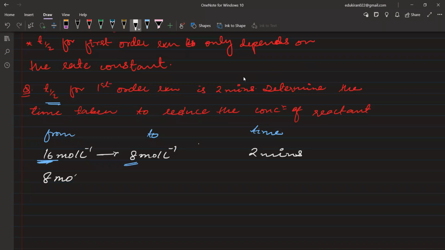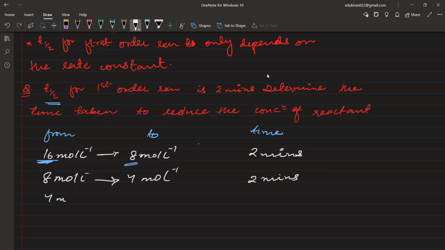Now you tell me. If I am going from 8 moles per liter to 4 moles per liter, then how much time will it take? 8 से 4. Again half है ना, तो क्या होगा? जल्दी बताइए. Once again, it is the half, right? How much time? 2 minutes. How much time will it take to half? Yes, correct. It will again take 2 minutes.